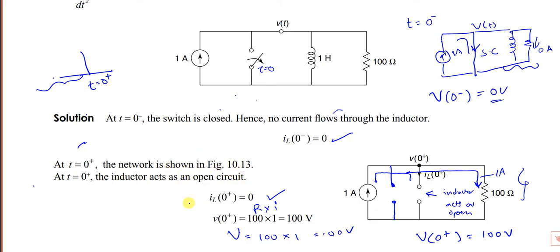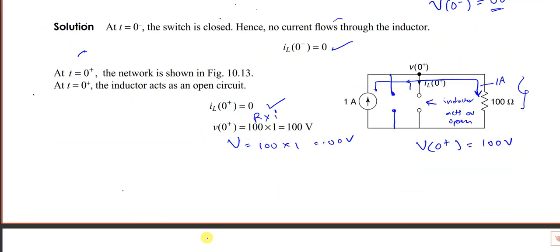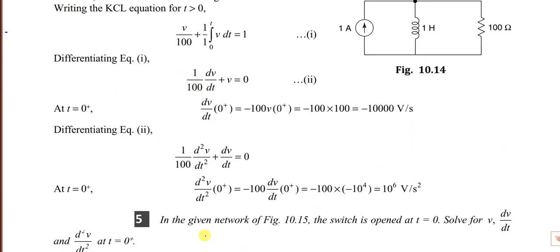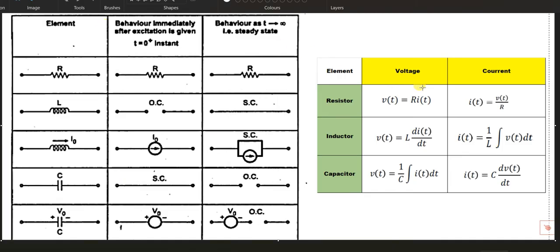Now let us find dV by dt. For that, considering t greater than 0, you have to apply KCL, Kirchhoff's current law. You have to remember these equations. This is a current equation. For a parallel circuit, you have to remember this equation; for a series circuit, you have to remember this. For a parallel circuit, in a resistance, the current is voltage by resistance.